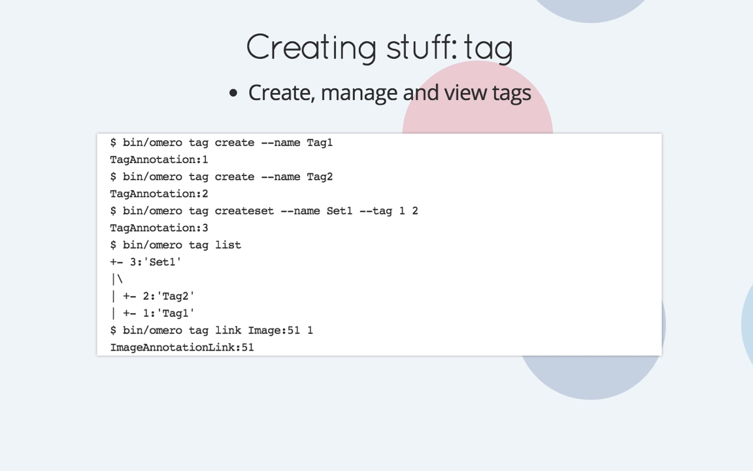And then we can use the tag list command to list the tags, and this will give us a hierarchical view if that's appropriate, if we do have tag sets with tags within them. And finally we can link a tag. If we use tag link and we give it the ID of an image, 51, and the ID of a tag, 1, it will create an image annotation link, which is effectively linking that tag to that image.